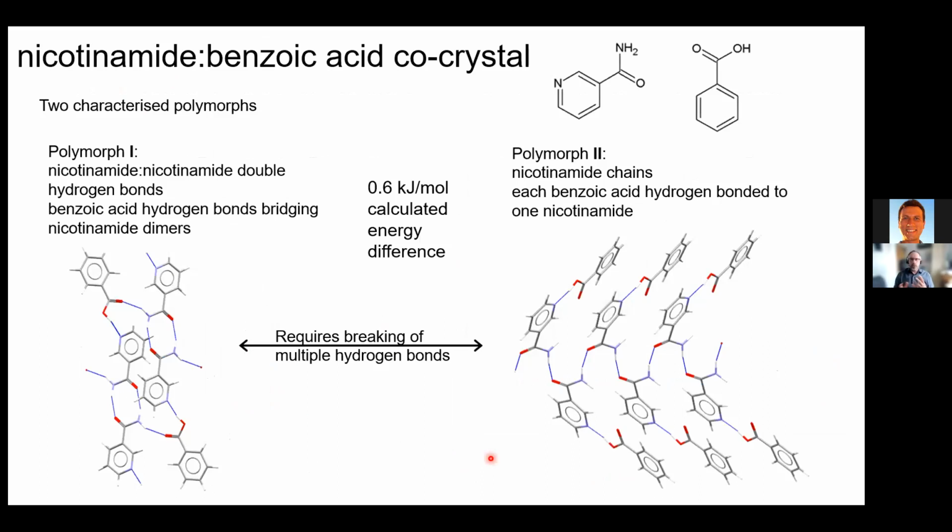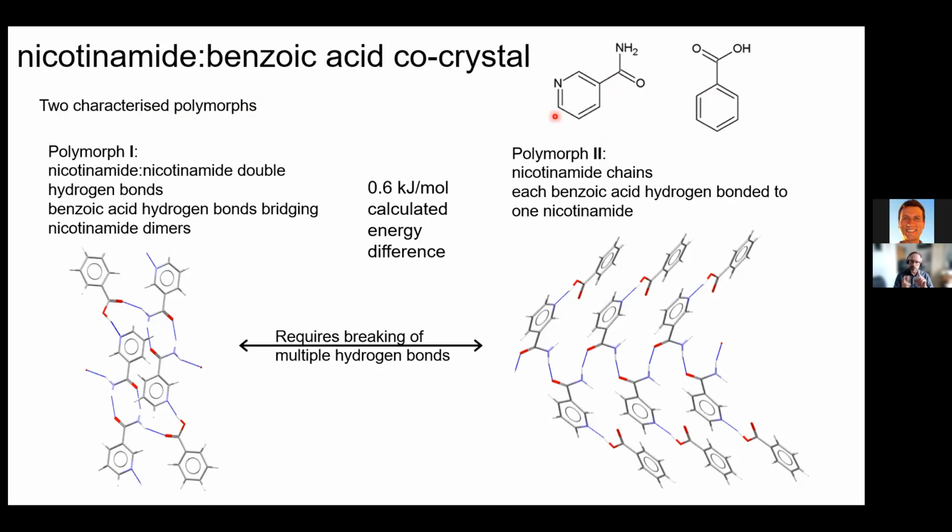So we moved on now to some other systems. We chose this one here, which is a co-crystal between nicotinamide, this molecule here, and benzoic acid. Again, we chose this one because it has 2 characterized polymorphs, which again have the same symmetry. So we're not taking the step yet to relax our symmetry constraint because it's already quite a complex system because it has 2 molecules which have to be moved independently.